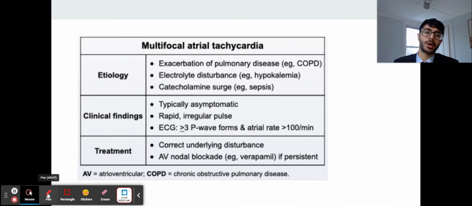This is multifocal atrial tachycardia. Pause the slide and take a read at this and know when this happens. This is very unique. They generally don't ask questions about this, but just know what to do.